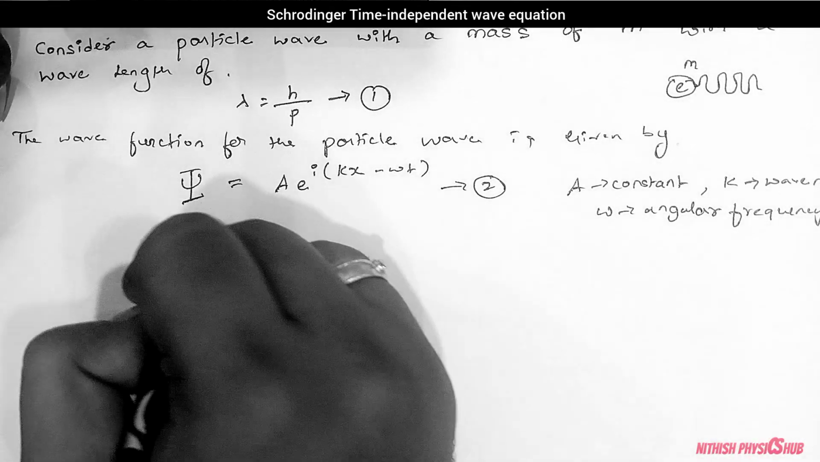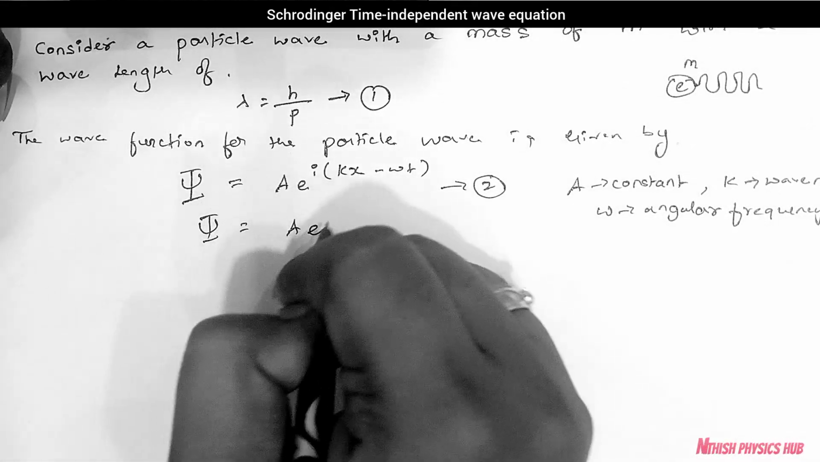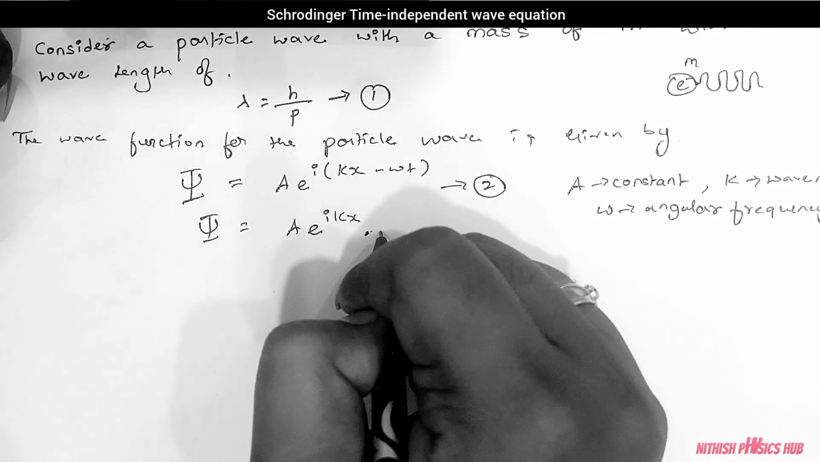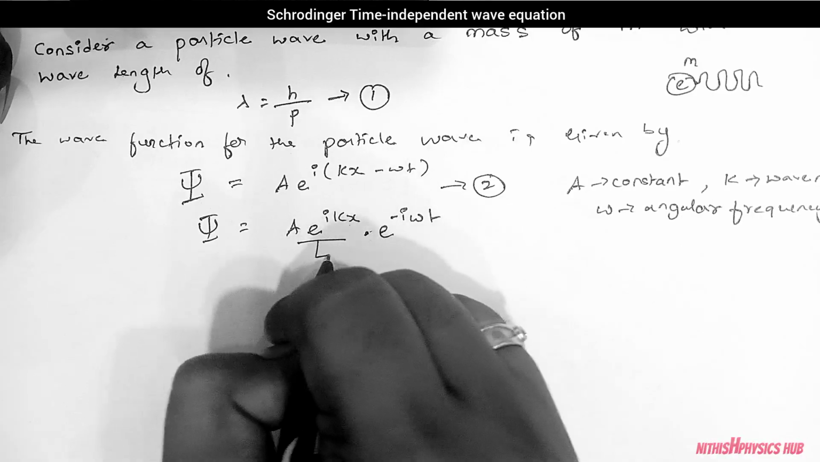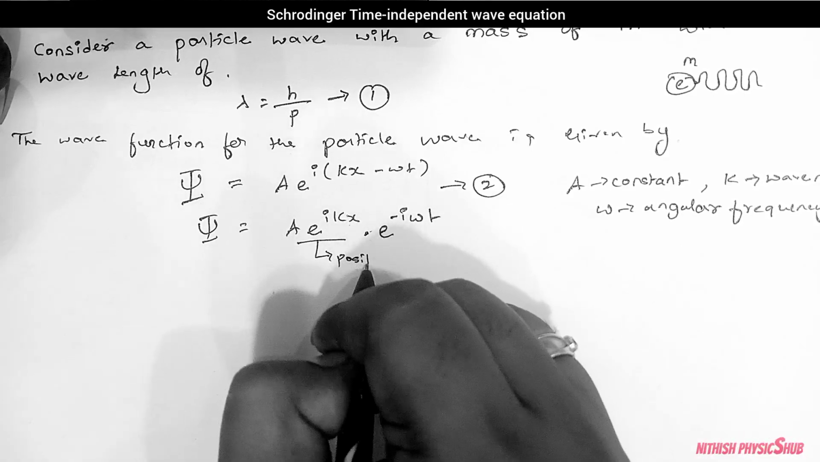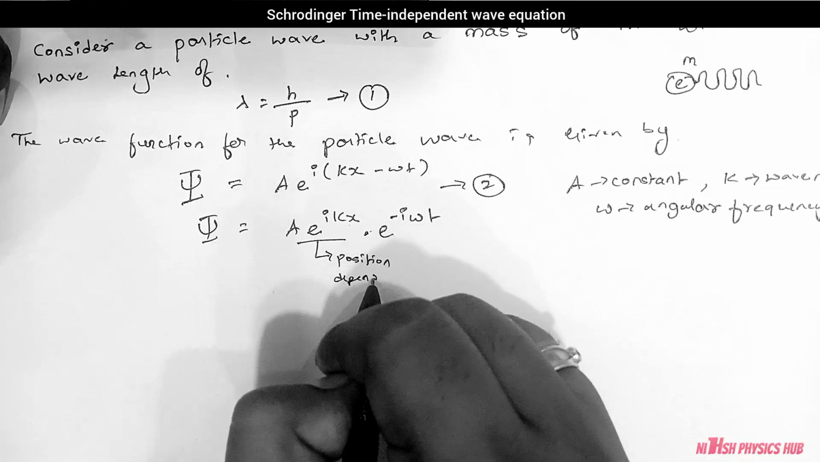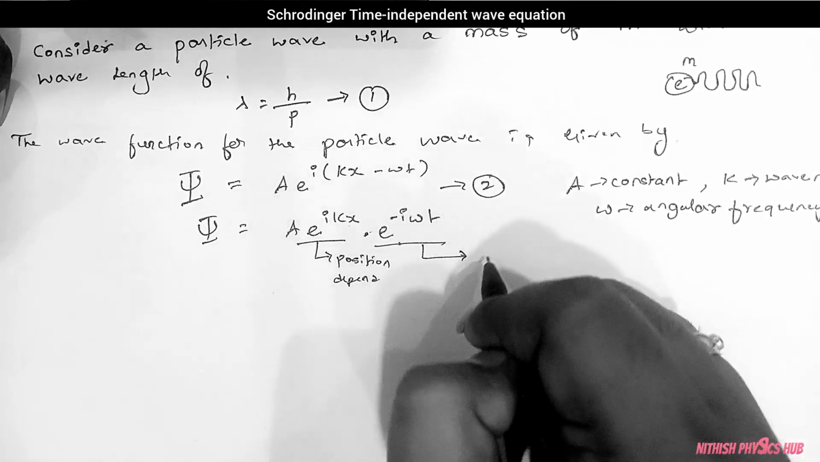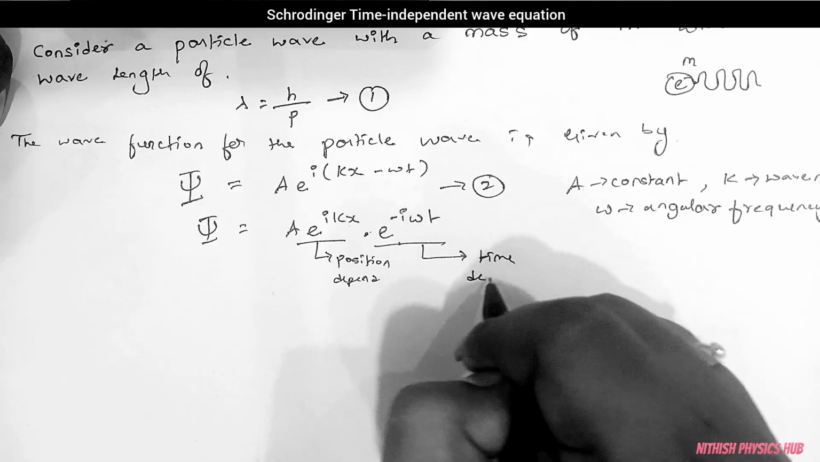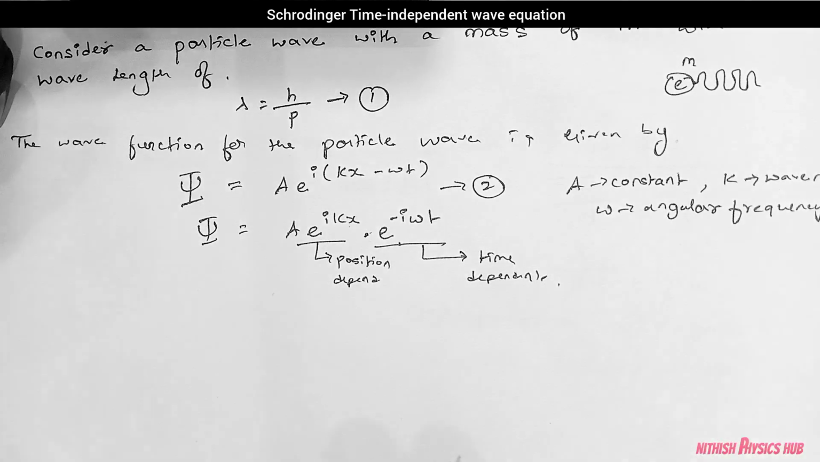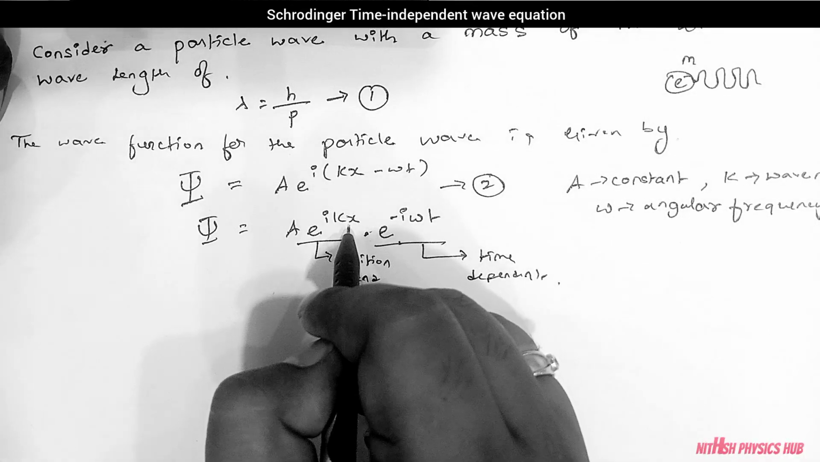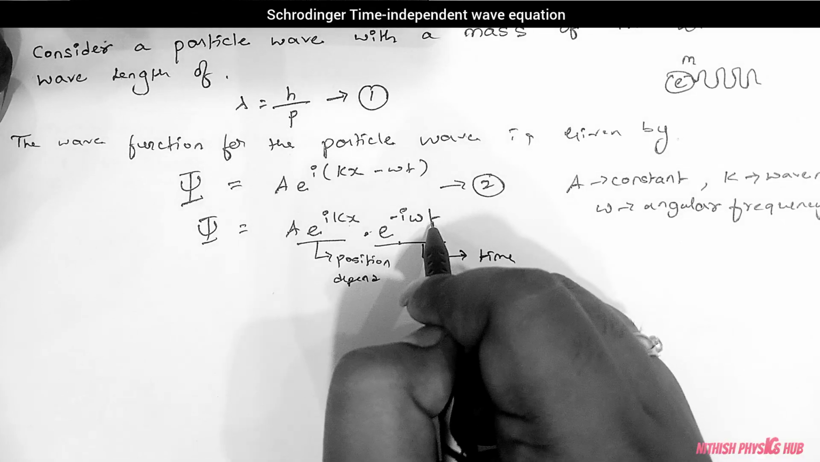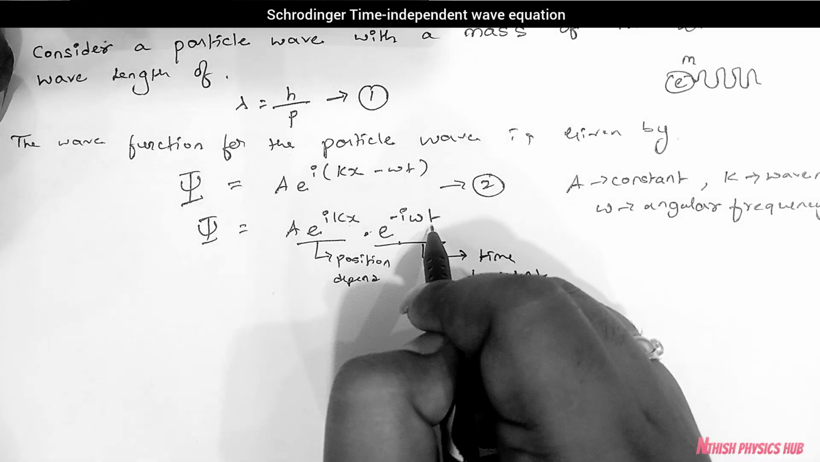So this equation can be split into two parts. How can we split? e to the power of i kx into e to the power of minus i omega t, where one is x, which is the position dependent part, and one more part is there, that is time dependent. What do you mean by position dependent? If the equation consists of an x value, that is displacement, we call it position dependent, and if it is time dependent, the time will be arriving in the formula, so that is called time dependent.